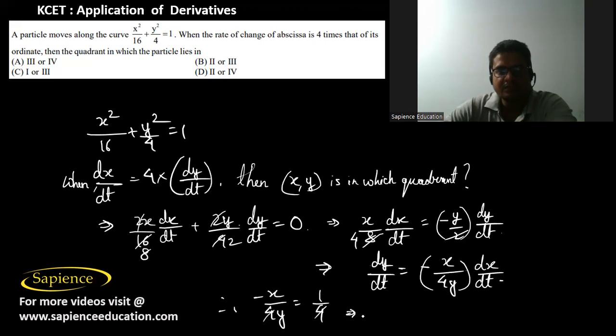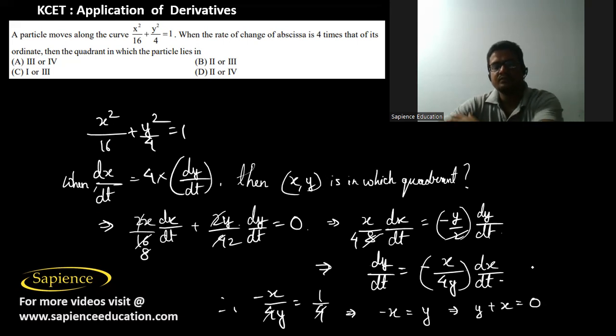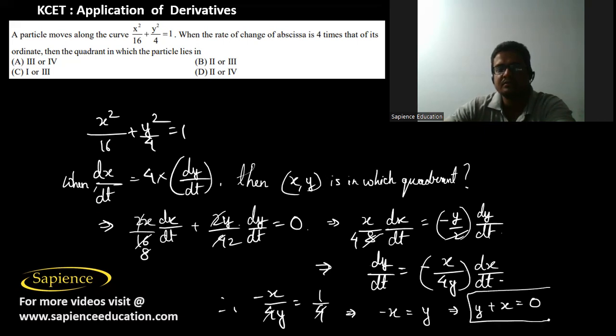4 will cancel. Then here we get that minus x equals y. It means y plus x should be equal to 0. So x plus y should be equal to 0. It means x and y, obviously, should have opposite signs.